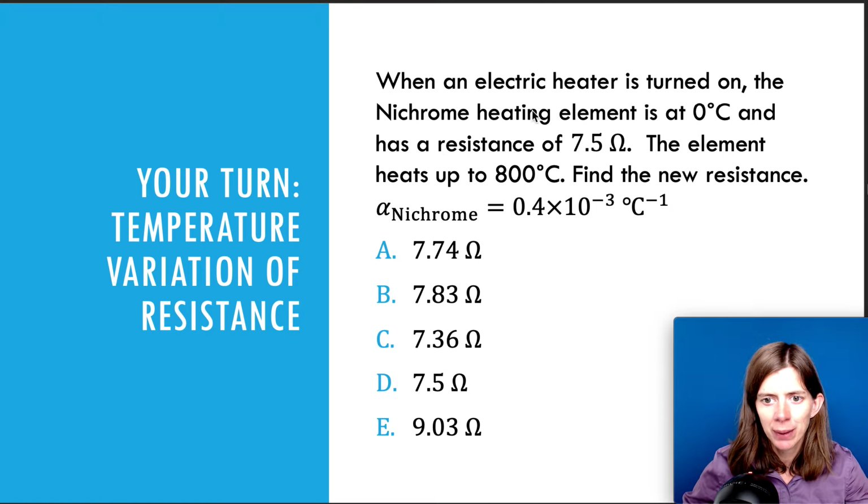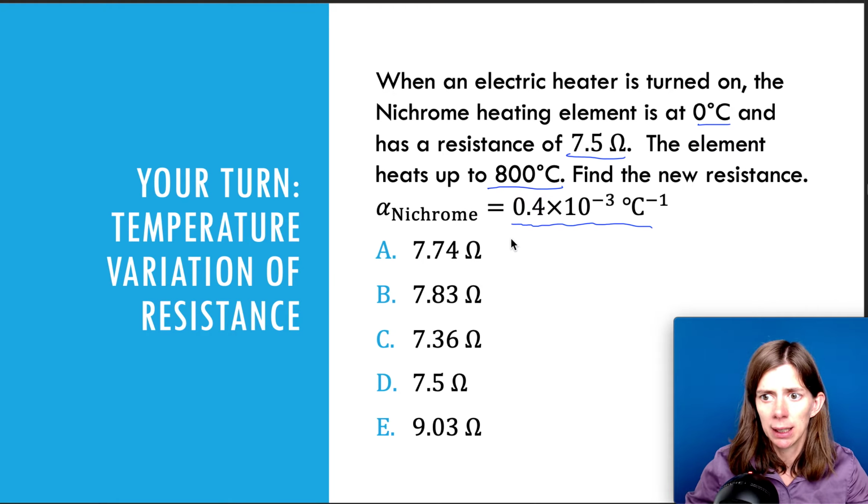So this problem says when an electric heater is turned on, the nichrome heating element is at 0 degrees Celsius and it has a resistance of 7.5 ohms. The element heats up to 800 degrees Celsius, find the new resistance. And it gives us the temperature coefficient of resistivity, the alpha for the nichrome. So this is a plug and chug.